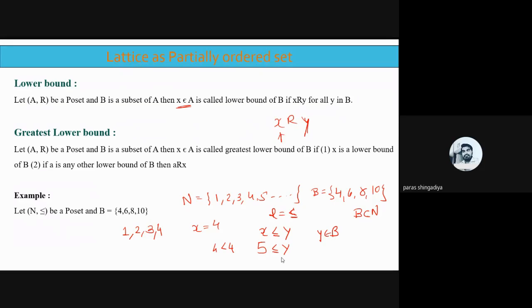given set. Okay, lower bound of B. It depends on B. If we change B, okay, if we change B to 4, 6, 8, 10, then this answer will also be changed. Okay, so this answer depends on the value of B, whichever value is given in this B. Clear?